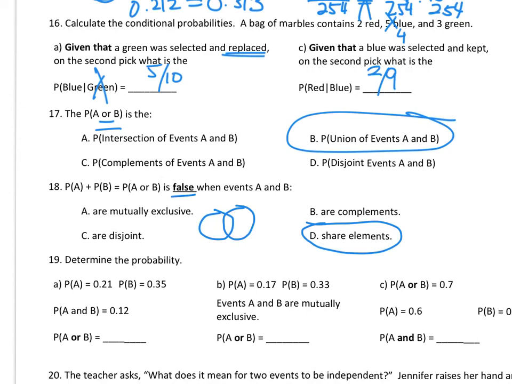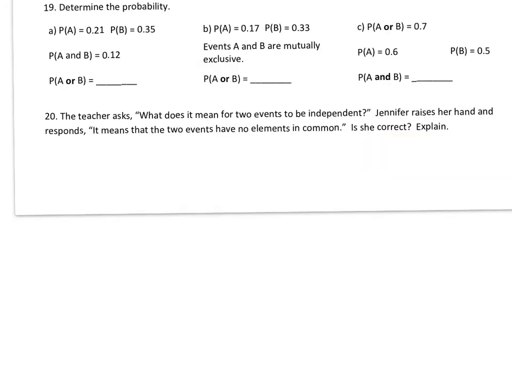Next questions, we're looking to determine the probability. So we're going to add up A plus B, but then take away A and B. So that's 0.21 plus 0.35. Take away 0.12. So doing that calculation, we'll get 0.44.